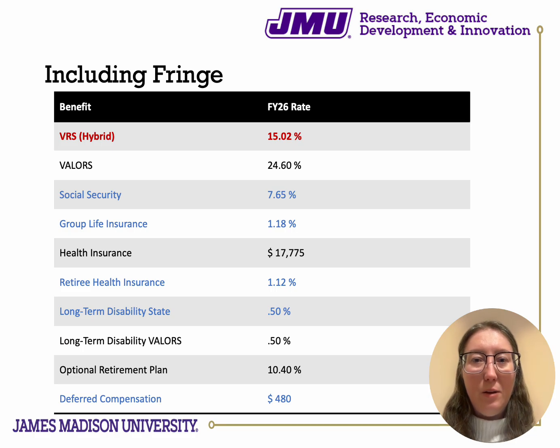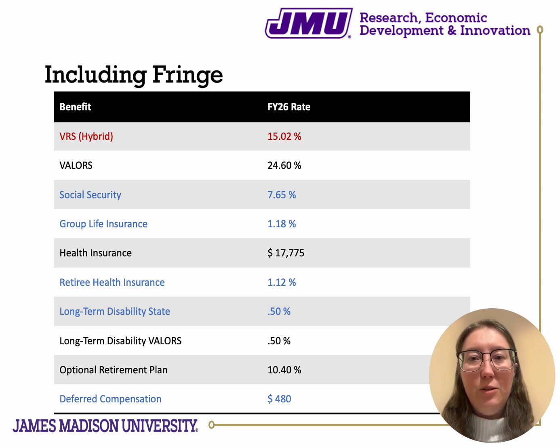Therefore, I recommend budgeting with VRS, which is the more expensive option, to make sure that you have sufficient funding. So unless you are hiring a police officer, in which case you use the two Valors numbers, I would recommend budgeting with the VRS or hybrid number, bringing your total to 25.47% of the salary plus $480.